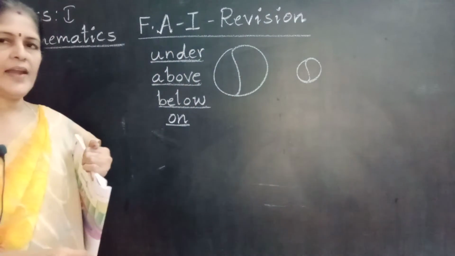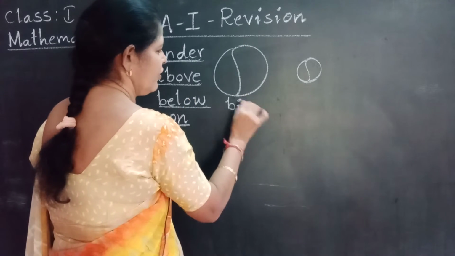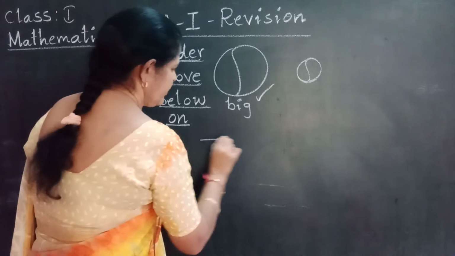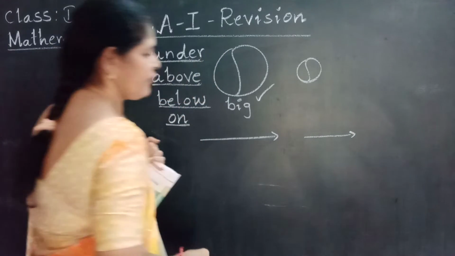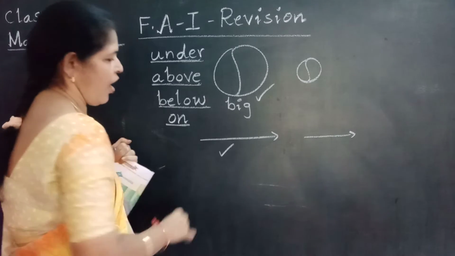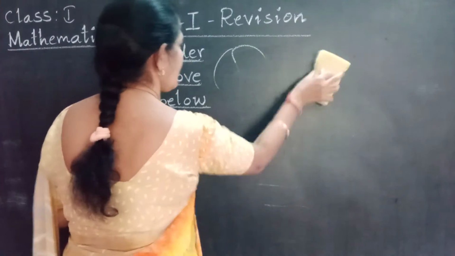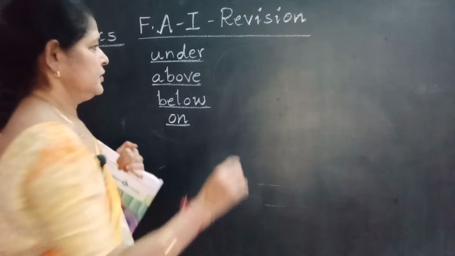Pick the big one. Which is the big one? This is big. Yes or no? Put a tick for this. Next, which one is long? Put a tick for long. Yes, this is long. Okay. Next, put a tick for tall.